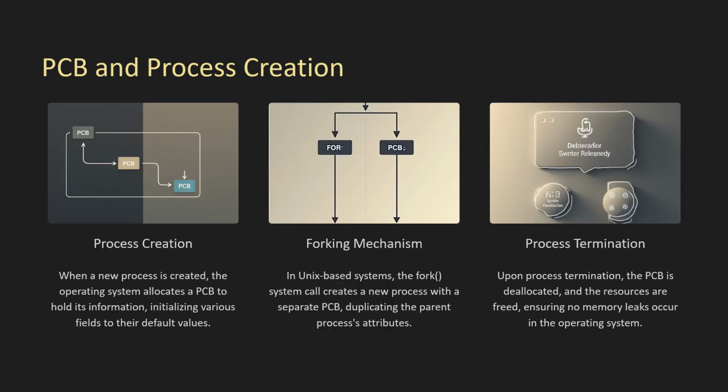PCB and process creation. Process creation. When a new process is created, the operating system allocates a PCB to hold its information, initializing various fields to their default values. Fork mechanism. In Unix-based systems, the fork system call creates a new process with a separate PCB, duplicating the parent process attributes.